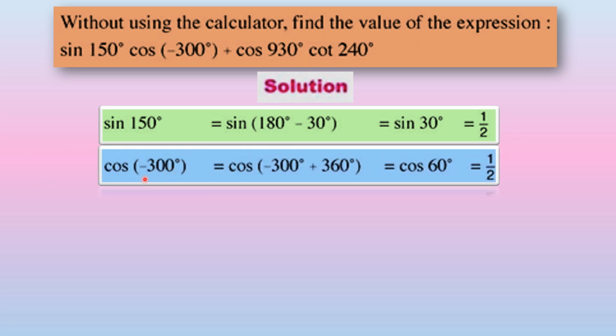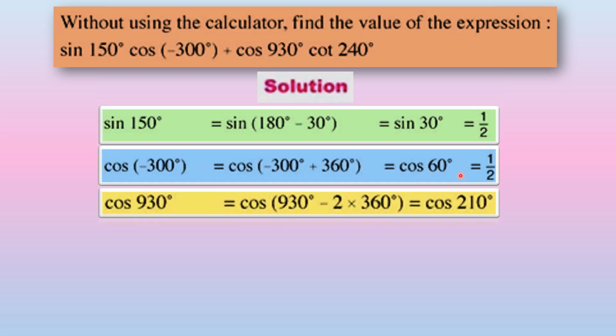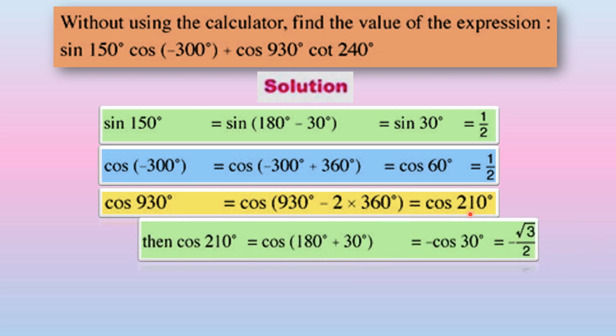Next, cosine negative 300. Negative 300, to convert the angle into positive, we add 360. So it will be cosine 60. That equals 1 over 2. Next, cosine 930. 930 is more than 360, so we subtract 2 times 360. That means we subtract 360 two times from 930. The answer is cosine 210.